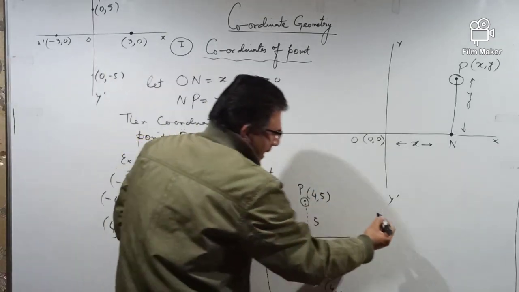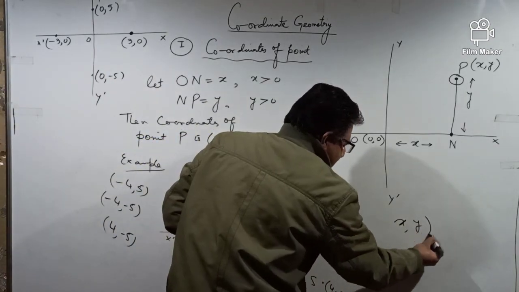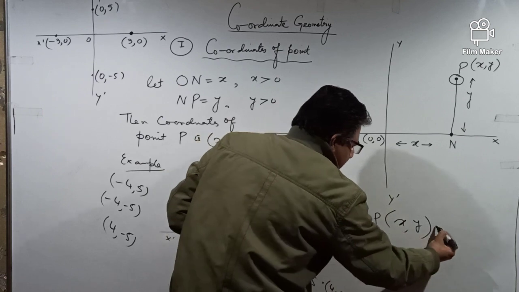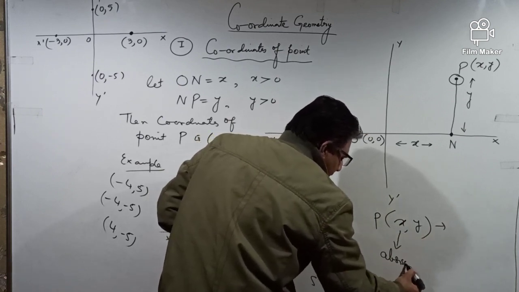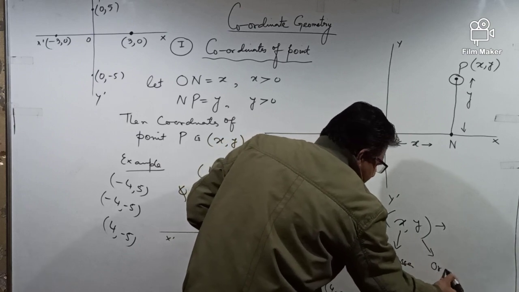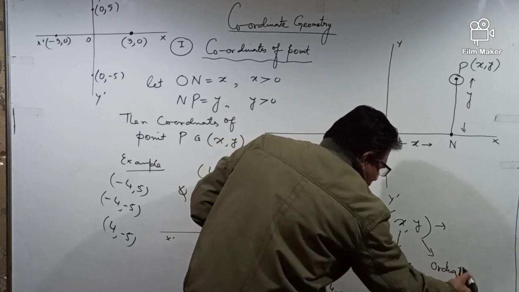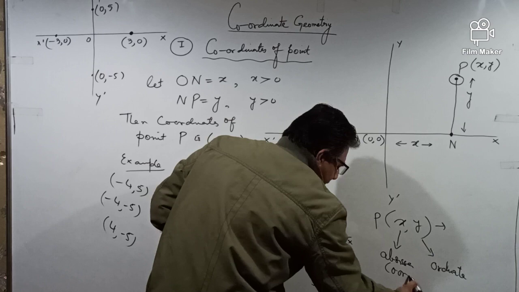So we have x comma y like this, x and y, they are the coordinates of the point. This is called the abscissa and this is called the ordinate. Both together are called coordinates of point.